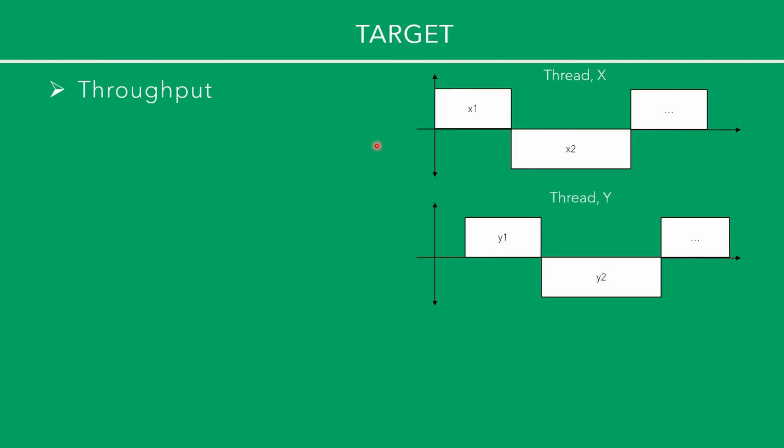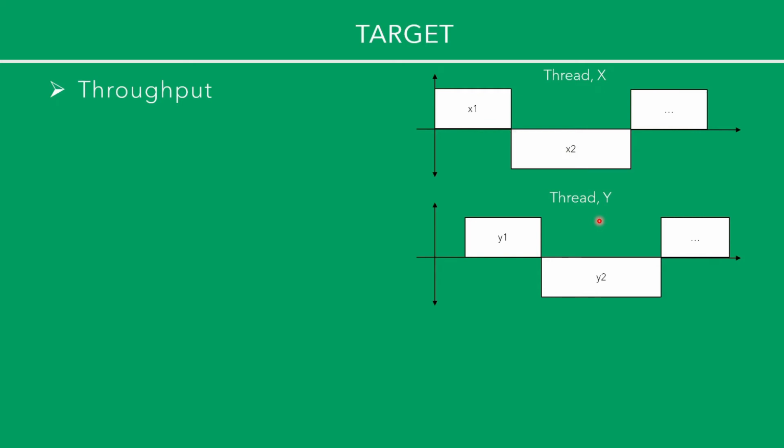Let's look at the targets that we aim to achieve using scheduling. The first target is throughput. Consider two threads, thread X and thread Y. They have substantially large CPU burst time and IO burst time. You can assume they are two batch processes.